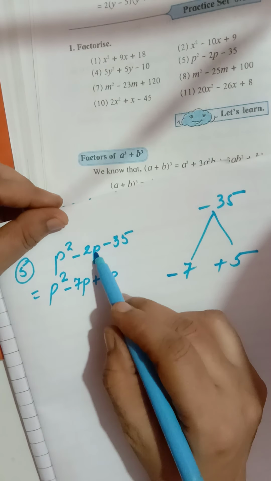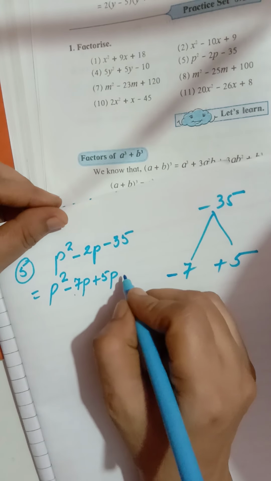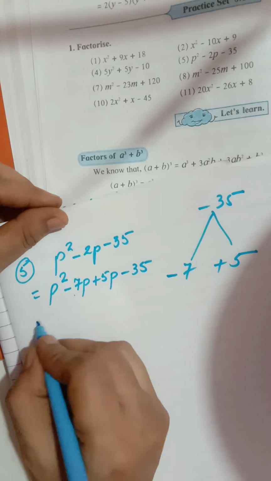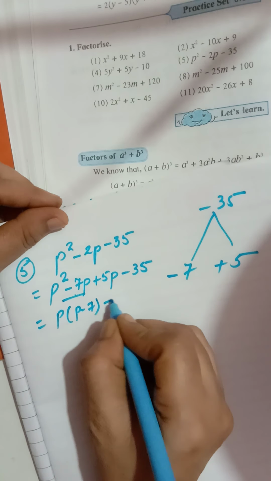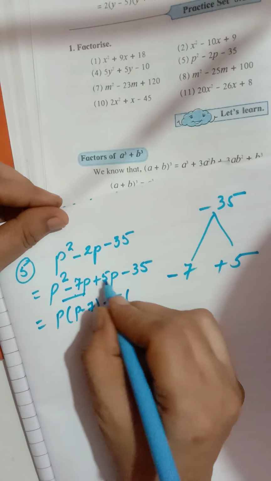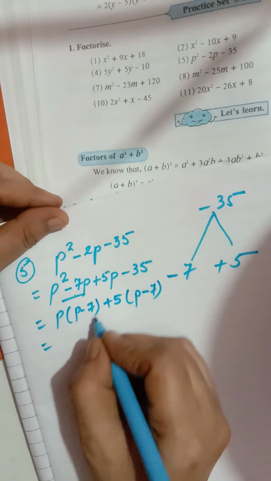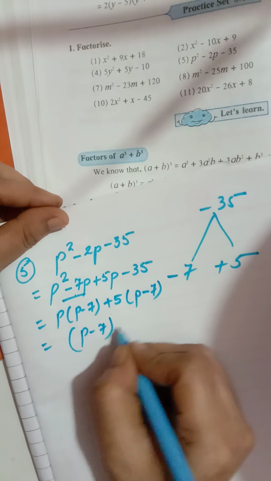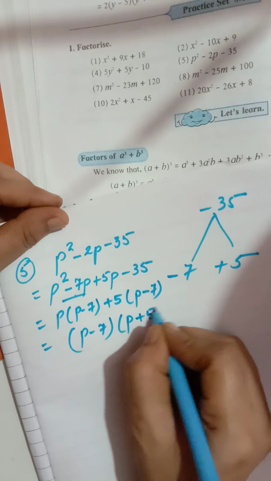Now see, children, just remember to write the variable, whichever variable is there in the question, that you will be writing, minus 35. From these two, p is common, p minus 7, and from the last two, 5 is common, p minus 7. So this is equal to (p minus 7) common, and the second bracket will be (p plus 5).